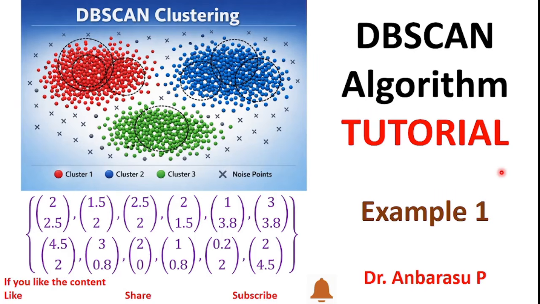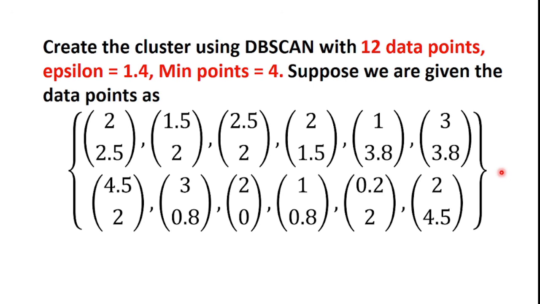Hello all, welcome back to the problem solving session on the topic DBSCAN algorithm. It's a density based scanning algorithm. In this case, I have considered 12 data points, with an epsilon of 1.4 distance and minimum points of 4. So consider the 12 data points are 2, 2.5, 1.5, 2 and so on till 4.5.